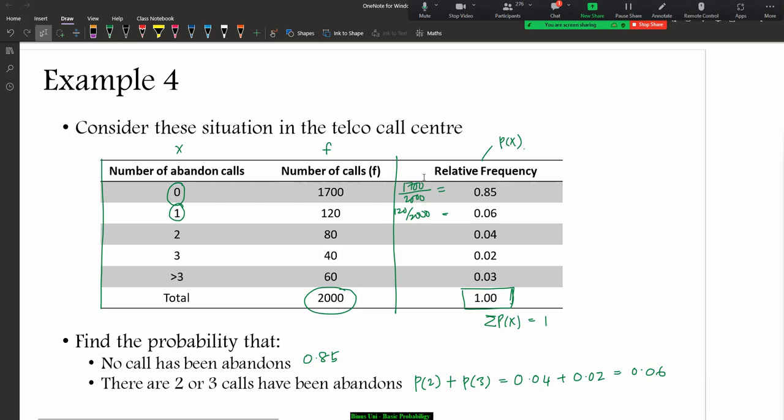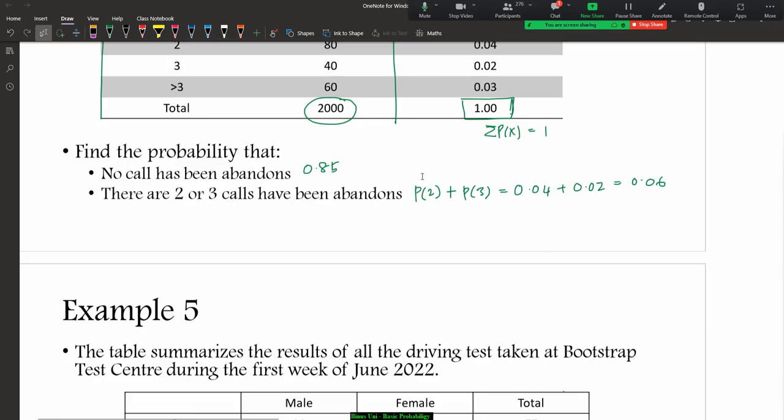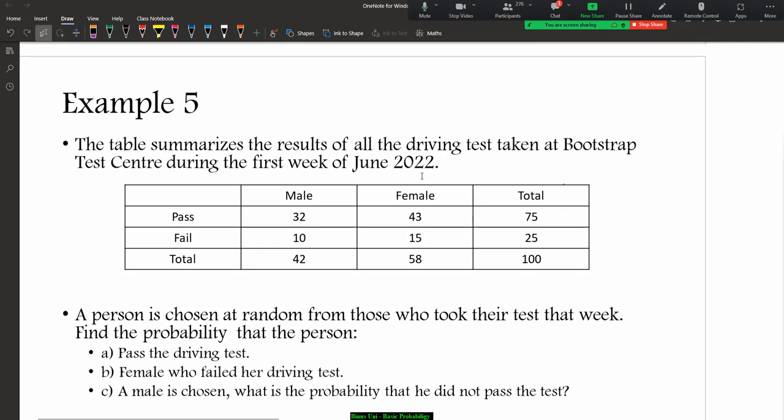So this is what we call a frequency table. What if we have a 2x2 frequency table or cross tabulation table like this? Let's say example number 5: the table summarizes the results of all driving tests taken at Bootstrap Test Center in June 2022. So we have male and female. This is the total of male and female, and with both, we have 100 candidates.